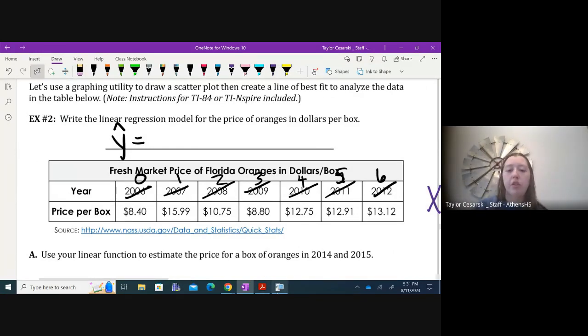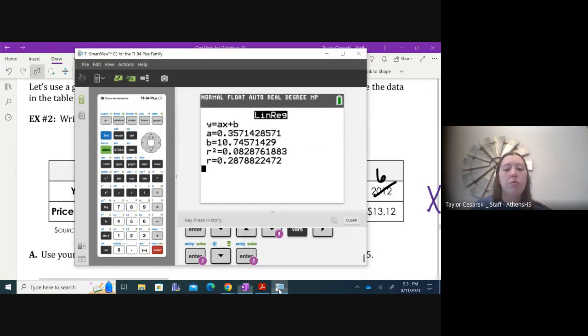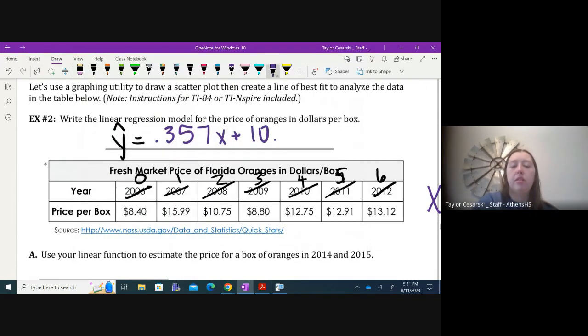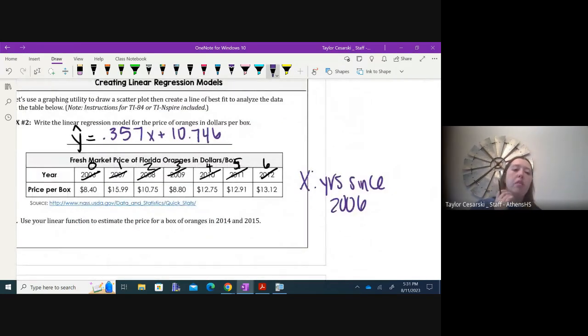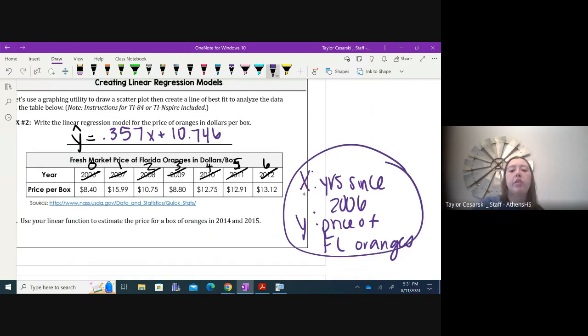All right, we're going to round to 3 decimal places, 0.357 plus, and if you did use option number 8, that would be fine too. That would be acceptable, plus 10.746. Whenever we write a regression model, I always want to define what X and Y are. So we already said X is years since 2006, and Y is the price of Florida oranges, so we know what we're talking about. Anytime you write a regression, this better be somewhere beside it.